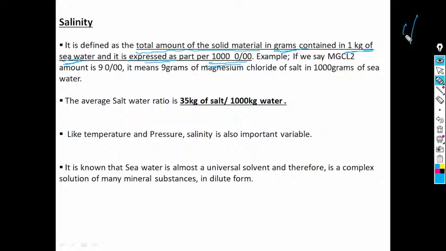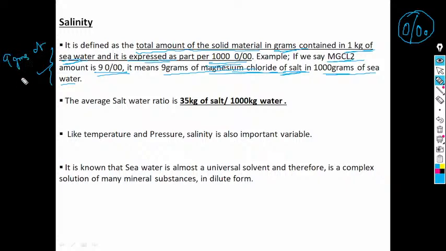Salinity is expressed like this, parts per 1000. Example, we say MgCl2 amount is 9. It means 9 grams of magnesium chloride salt in 1000 grams of seawater.